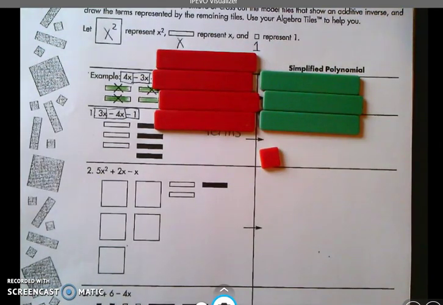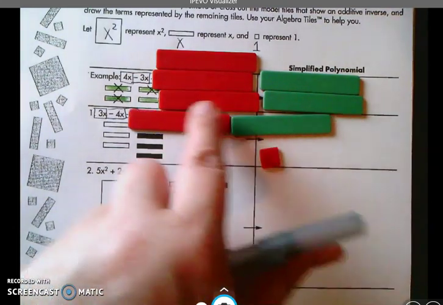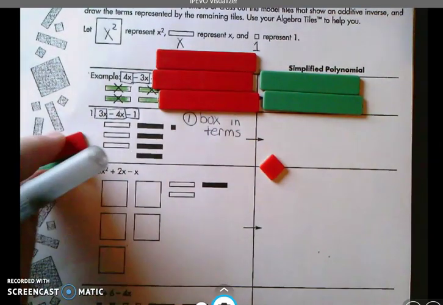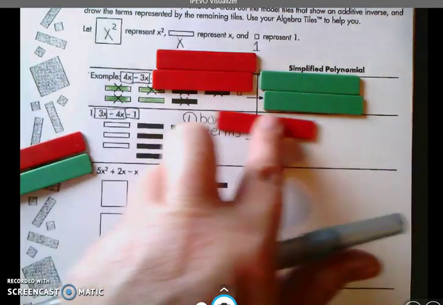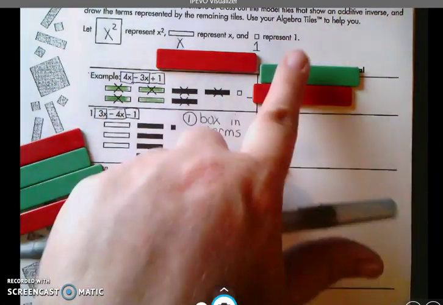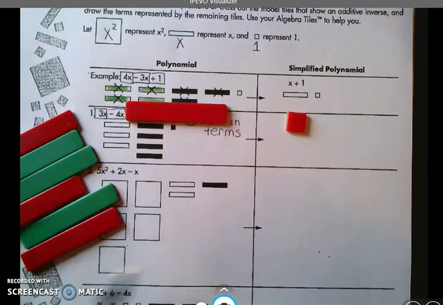Okay, so now I can cancel out 0 pairs. We can only get rid of things that match the shape and are opposite colors. So because my rectangles, I have a green and a red, these can go away because they're 0. So we'll put those over here. These are green and red, they're opposite, so they go away. These are green and red, they're opposites, so they go away. And what I have left is this.